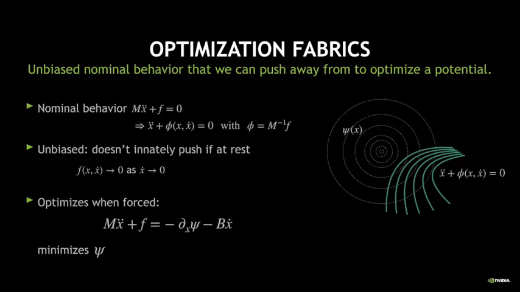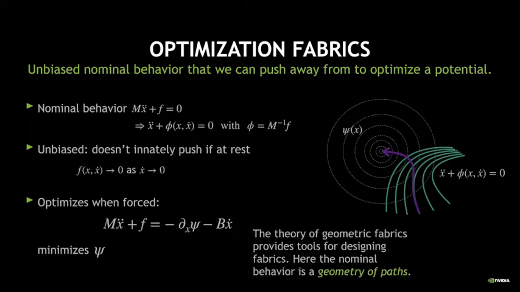Pictorially, this means if we place a potential in the space, rather than following specifically the nominal behavior, it's going to bend away from that, and bend away from it in such a way that it comes to rest at the minimum of the potential. So that's a general characterization of what we're calling optimization fabrics, and really just necessary conditions on what is an optimization fabric. To make this practical, we need to give some sufficient conditions on how to design these things, and that brings us to what we call geometric fabrics, where in geometric fabrics, the nominal behavior is designed as a geometry of paths, which we'll see in just a second.